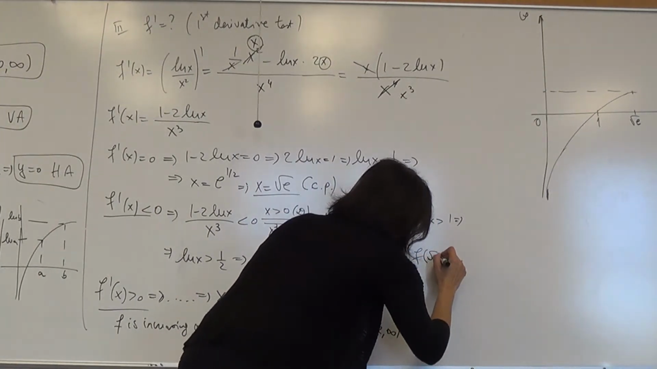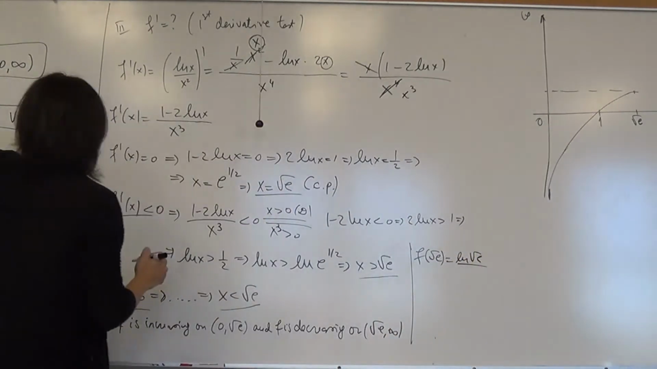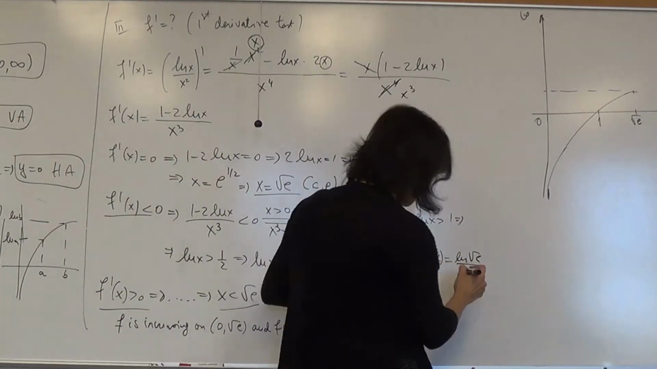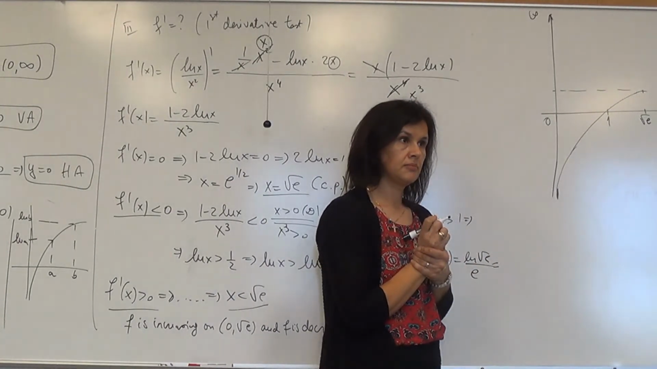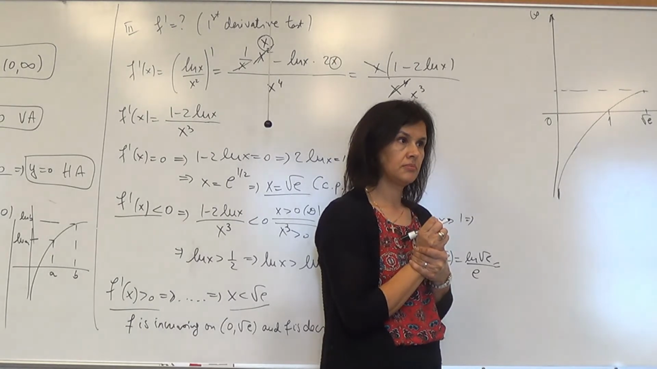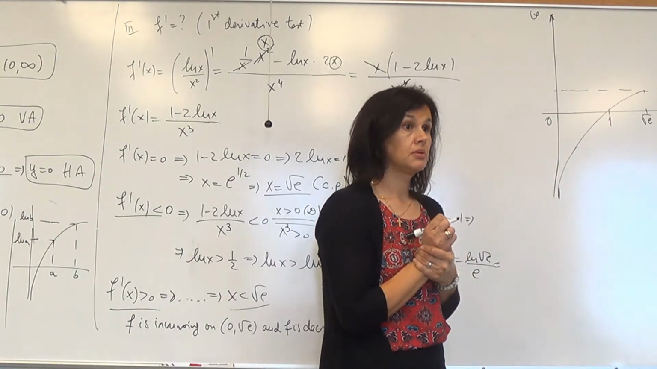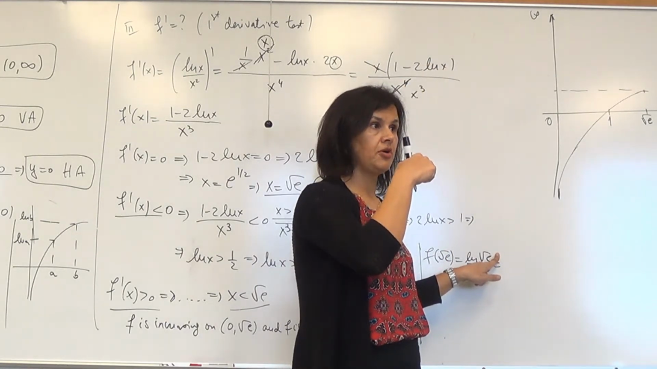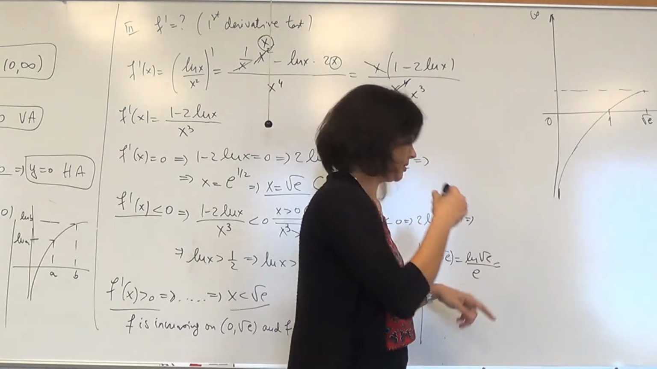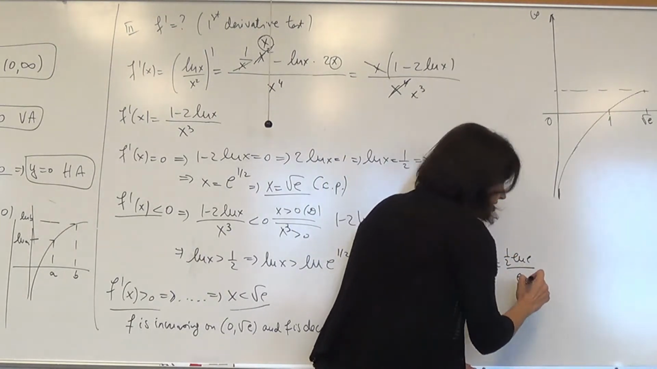F of square root of b is ln of square root of b over square root of b squared, which is b. What is ln of square root of b? It's 1/2 ln of b. You write this as b to the 1 over 2, and you bring the 1 over 2 in front. Ln of b is... what is ln of b?